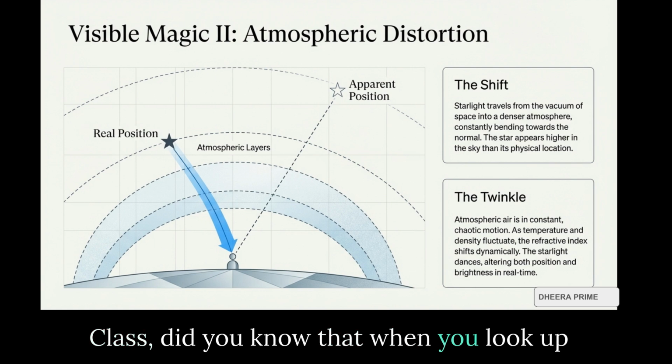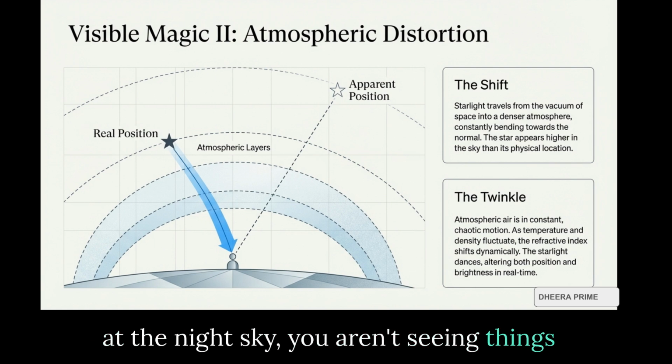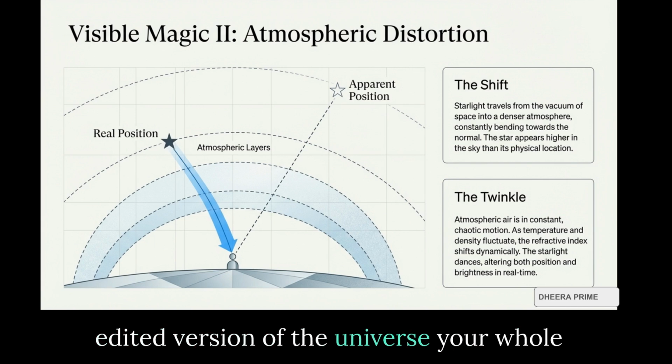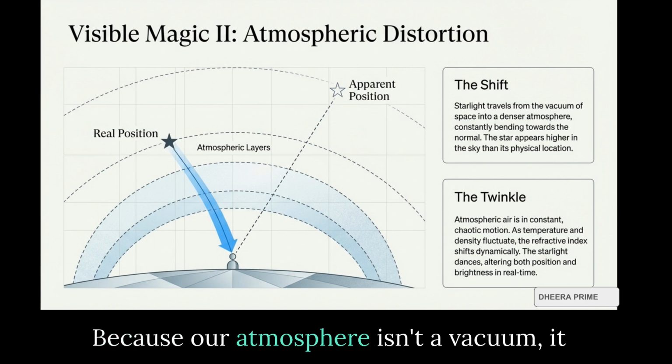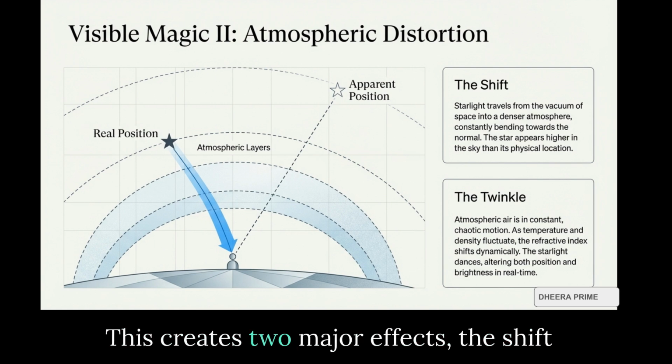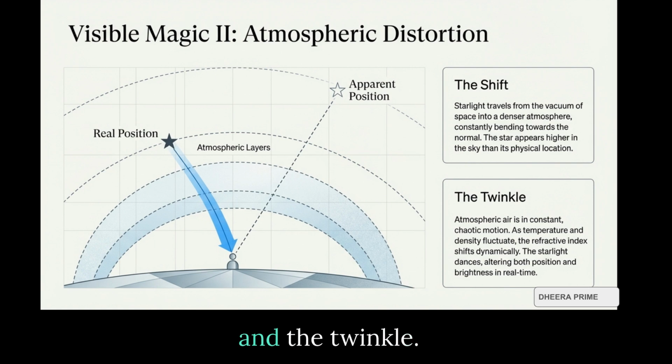Class, did you know that when you look up at the night sky, you aren't seeing things exactly where they are? In fact, you've been looking at a slightly edited version of the universe your whole life. Because our atmosphere isn't a vacuum, it acts like a giant, moving lens. This creates two major effects: the shift and the twinkle.